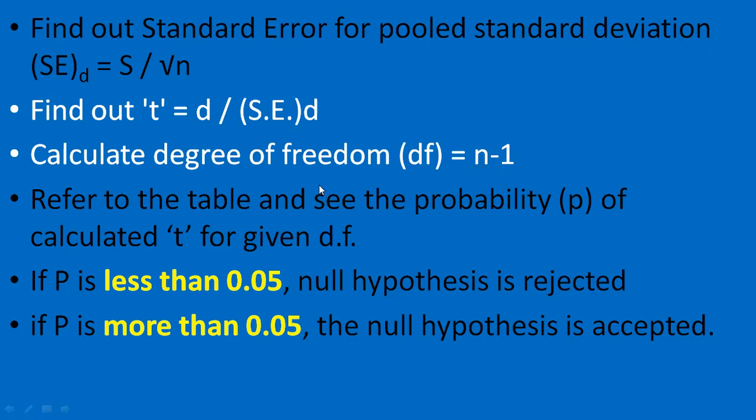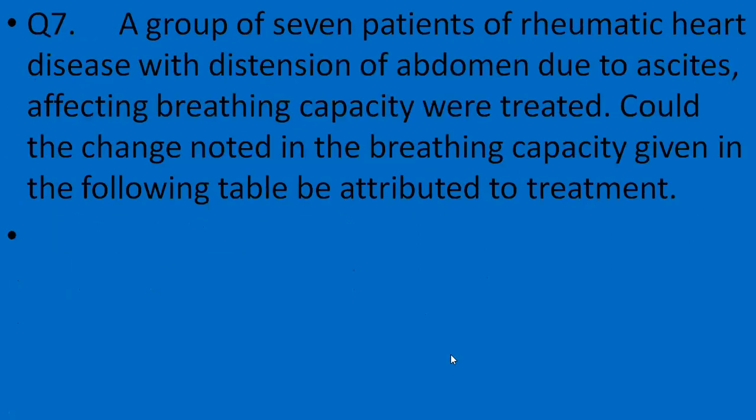Now, after calculating t value and degree of freedom, we refer to the t table and find out the probability p value for corresponding calculated t value and at particular degree of freedom. So if your p value comes less than 0.05, it means that it is a significant difference and null hypothesis is rejected. If the p is more than 0.05, the null hypothesis is accepted. It means that there is no real difference between the two observations.